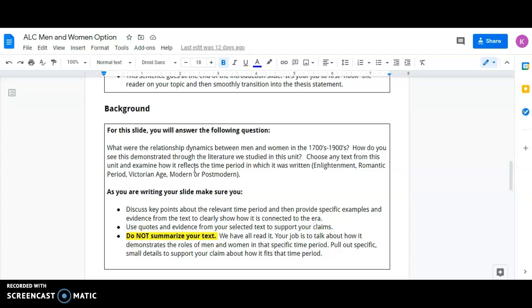So you're going to choose any text from the unit and examine how it reflects the time period it was written in. So think about your topic. So you're going to discuss key points about the relevant time period and then provide specific examples from the text and evidence that clearly show how it's connected to the era. You need to have a quote in there and evidence that supports your claims, and don't summarize. We've read the story, we know what it's about. It's your job to talk about how it demonstrates your topic and how it applies to the specific time period.